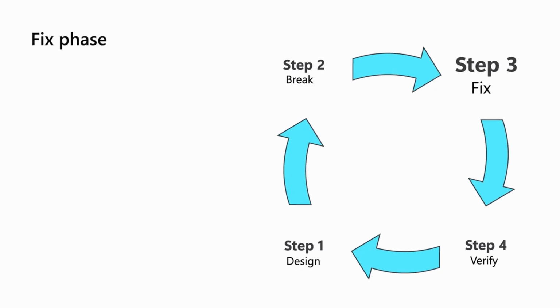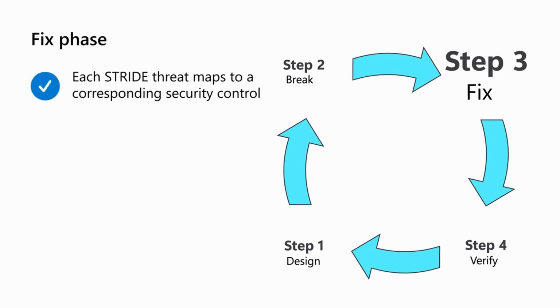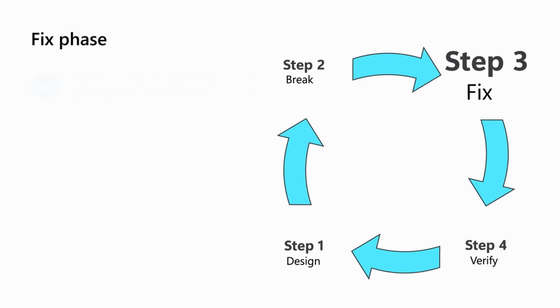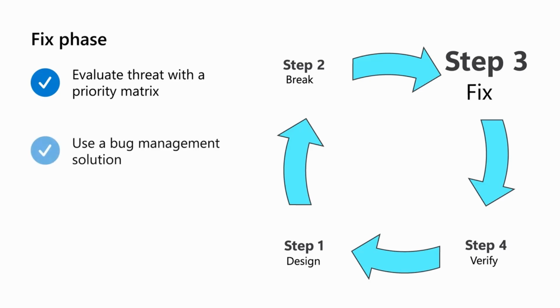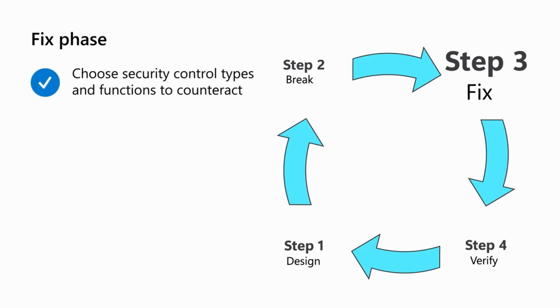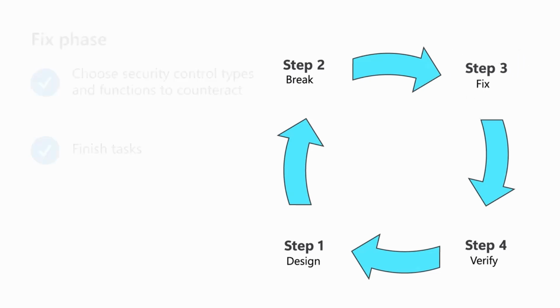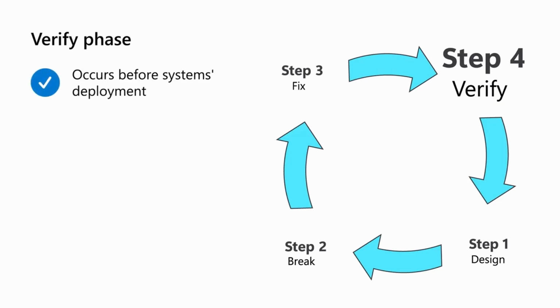The third is the fix phase, which assists in approaching each issue with the appropriate security controls. Each STRIDE threat has a corresponding security control with various options for functions and types. Besides, you can evaluate every threat with a prioritization matrix or security bug bar, use a bug management solution to track each danger as a job or work item, develop security control suggestions that correspond to STRIDE threats, choose one or more security control types and functions to counteract each threat, and finish tasks.